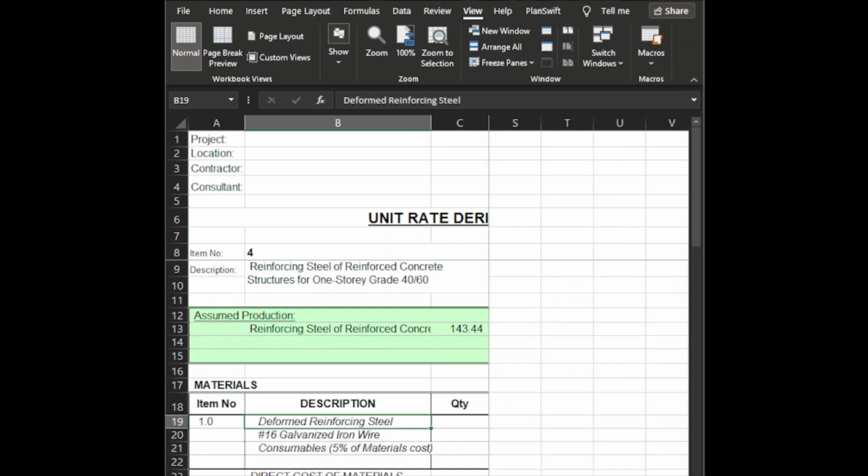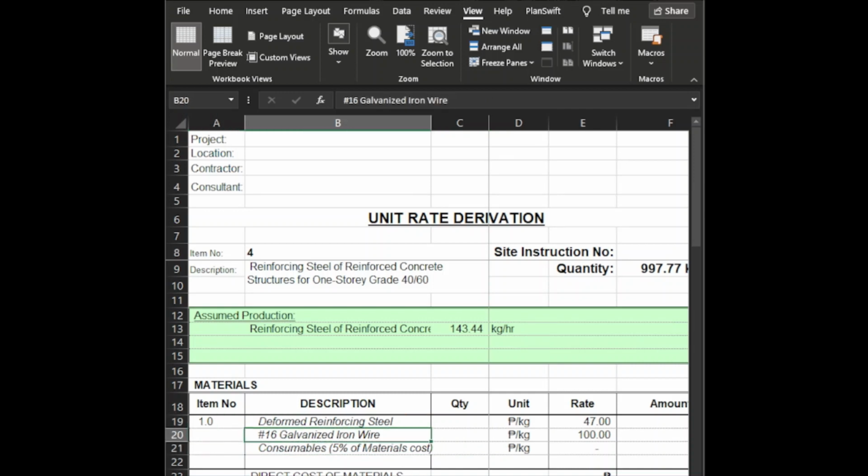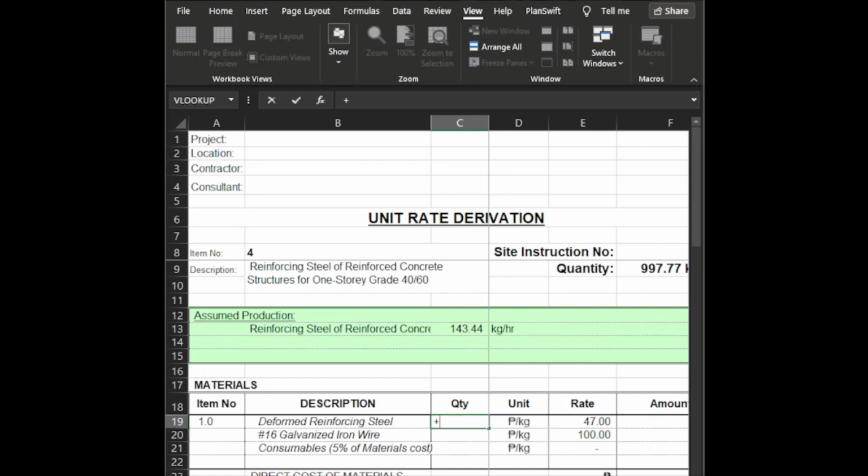So this is like this. Okay, this is deformed bars, the number 16. Then we have 5% of material cost. Material cost meaning 5% of the deformed bars and the galvanized iron. Okay, tie wire.